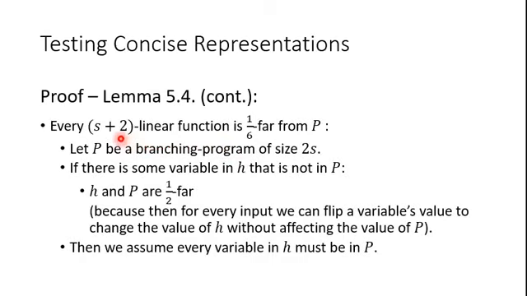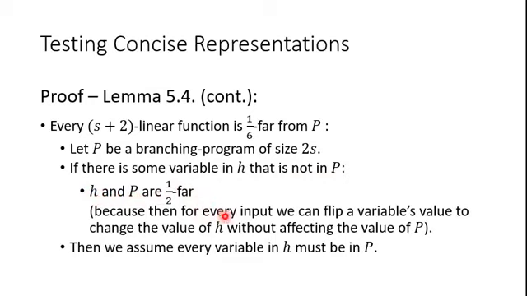So now we will show that every s plus 2 linear function is 1/6 far from P. So let P be a branching program of size 2s. We should notice first that if there is some variable in H that is not in P, then H and P are half far.